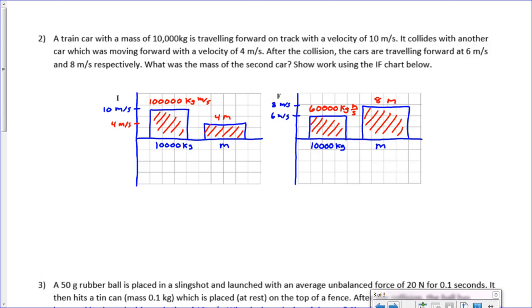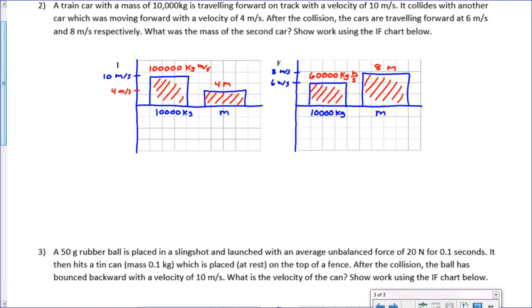All right, so the total momentum on the left-hand side needs to be the total momentum on the right-hand side. And if you do that, then we can add up here. We know 100,000 plus 4m has to equal the momentum on the other side, the total momentum, which is 60,000 plus 8m.